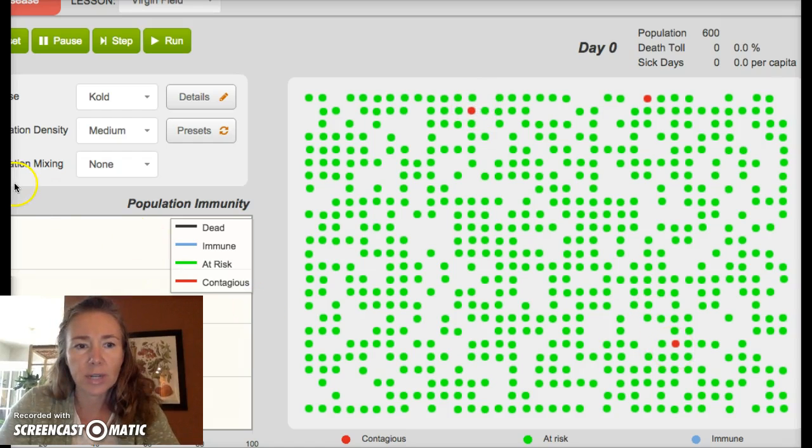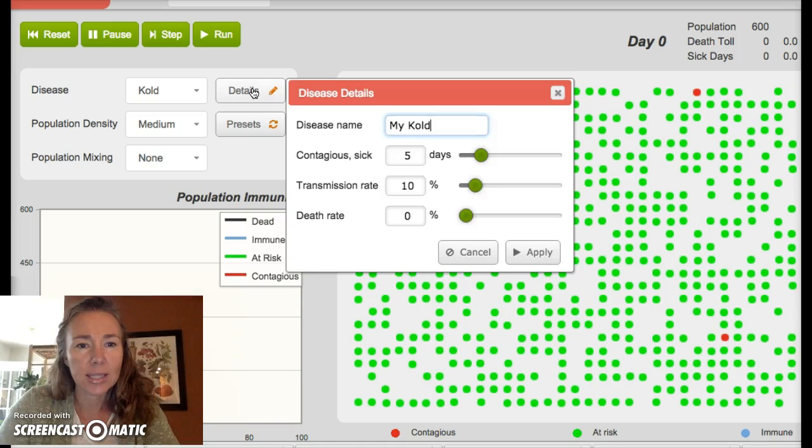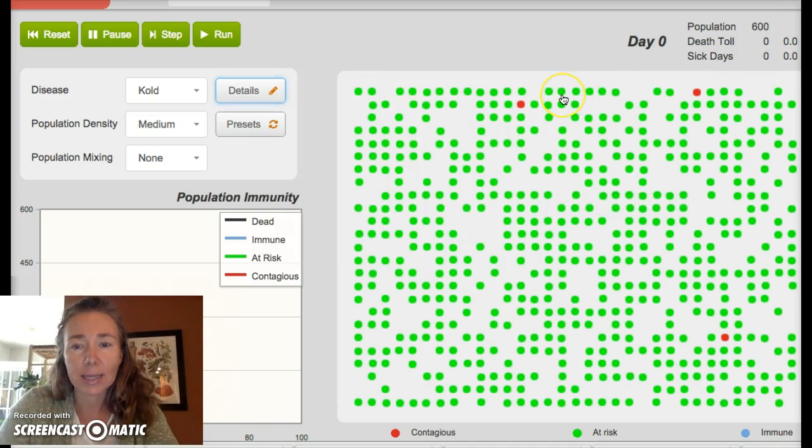And we're going to look at a particular disease. We're going to look at just a cold with a K. And this disease, let's look at the details. This disease lasts about 5 days, so your contagious period is about 5 days, and the transmission rate is 10. We're going to run this disease for a period of days. Let's do 100 days. I think all the simulations run for 100 days.